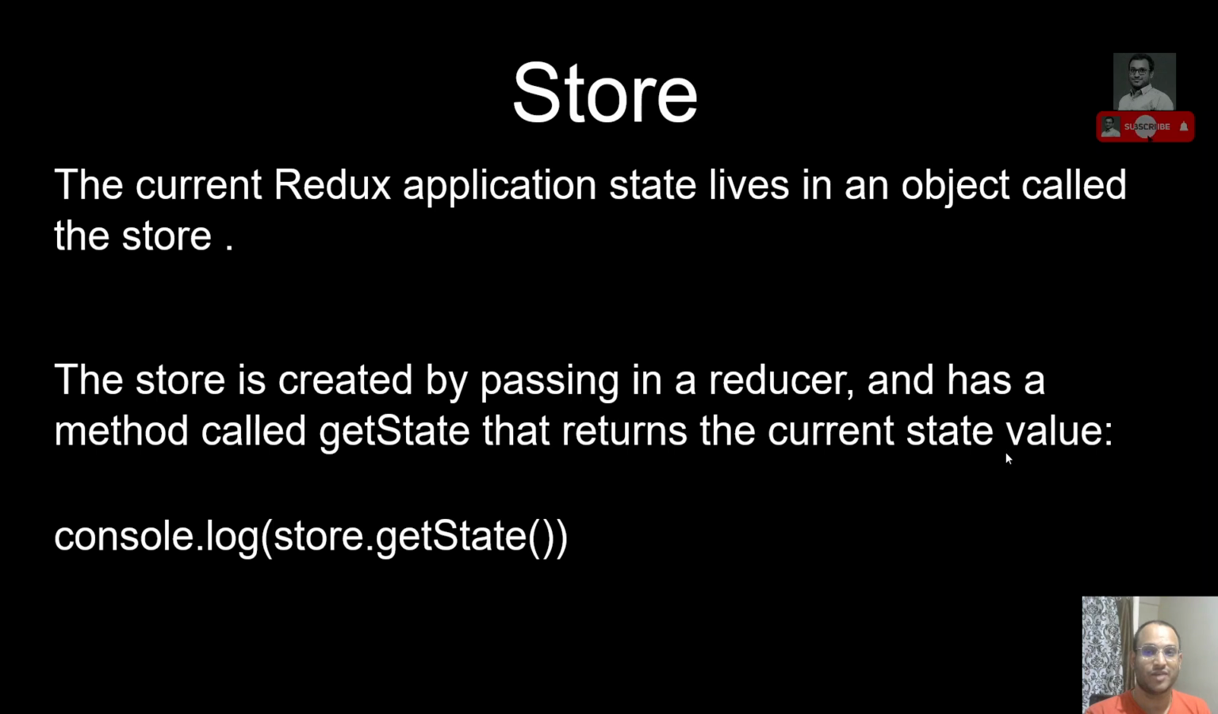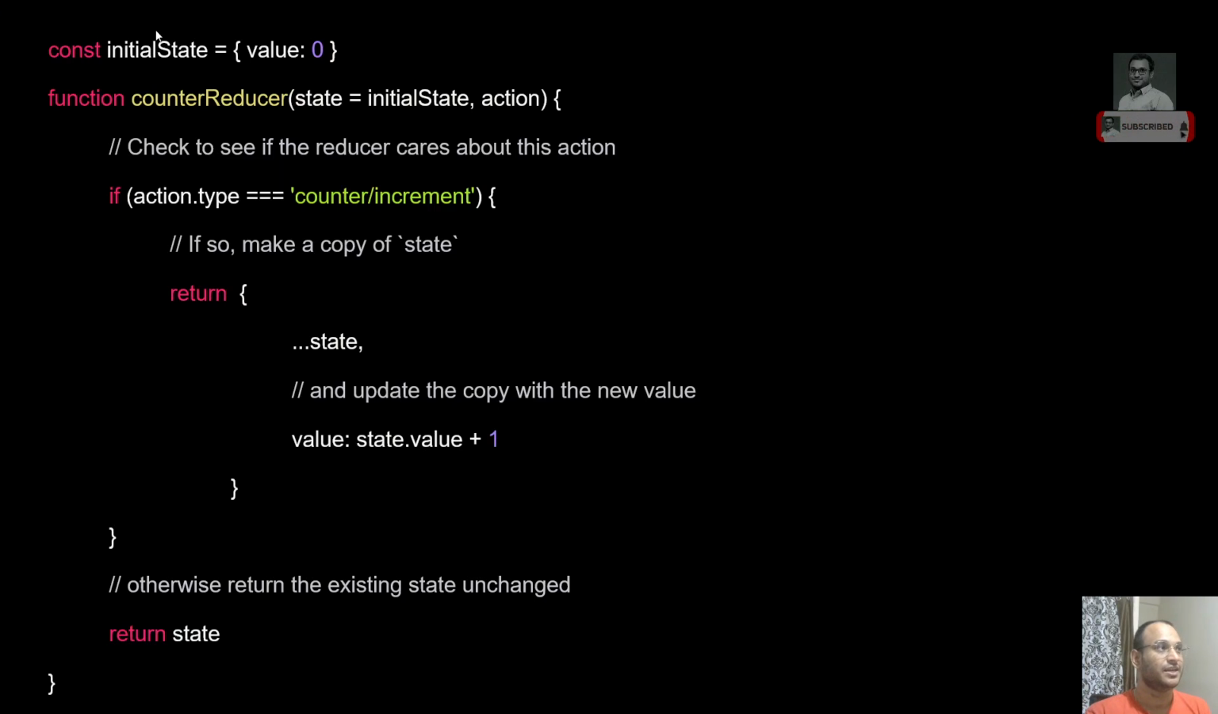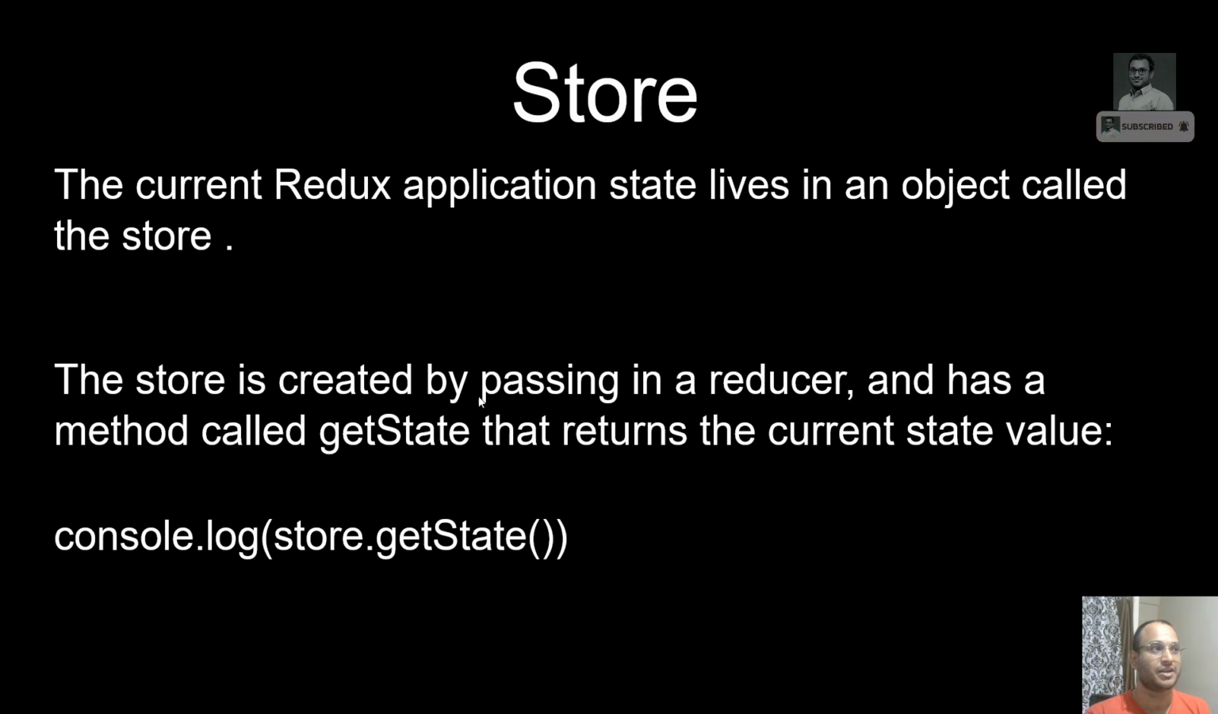So whatever state values we have, we can get the current state value. If you look at the top, you will see the reducer's initial state, where value is equal to 0. So this reducer has the state value 0. You can have multiple reducers like this, and all these reducers are combined by passing them to the store, so that the store forms one entire big object.